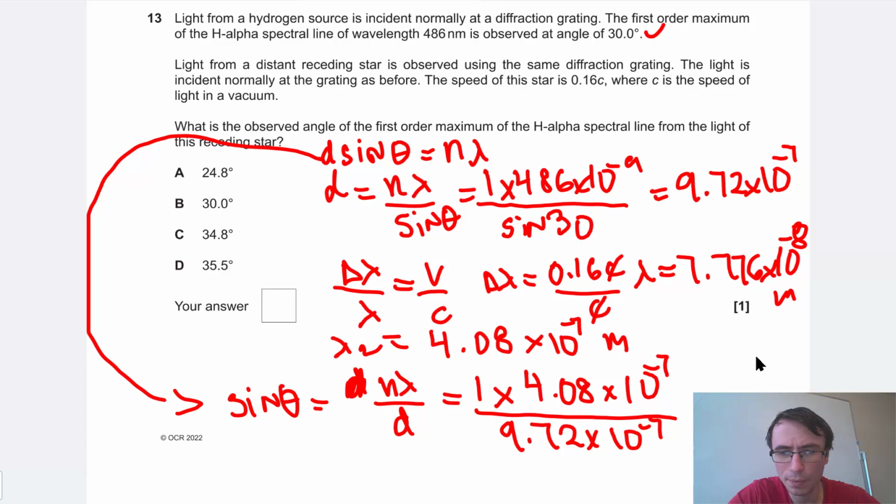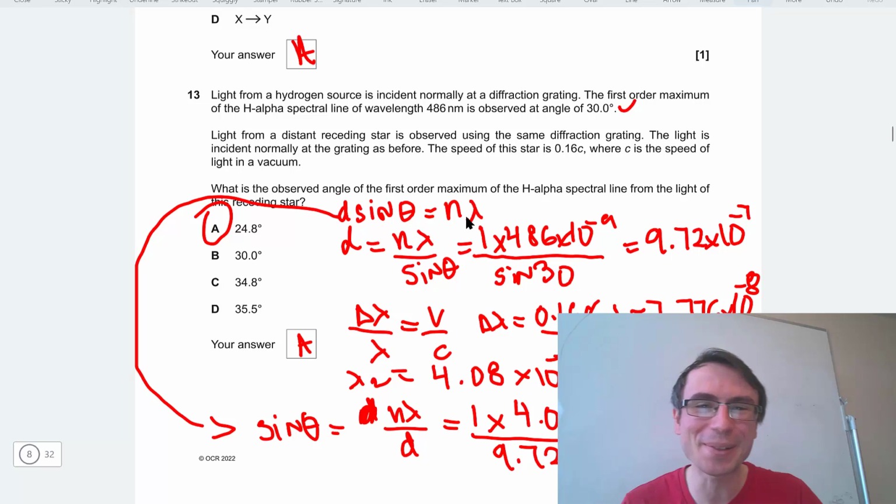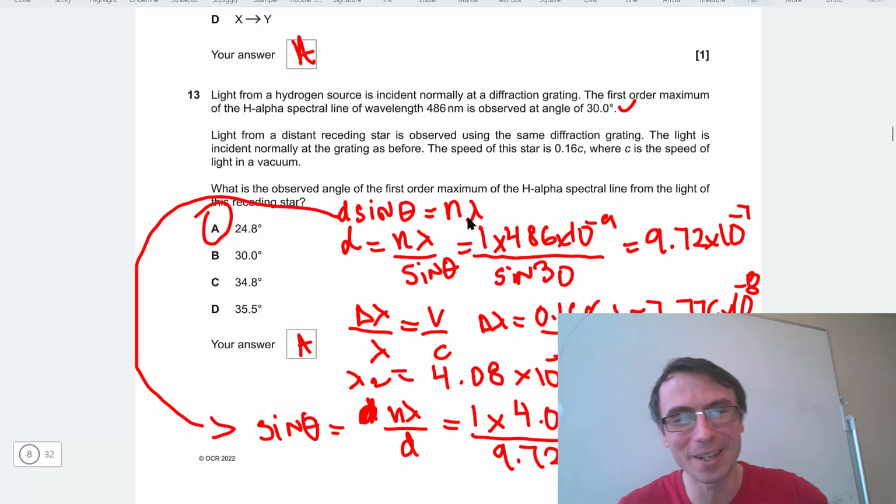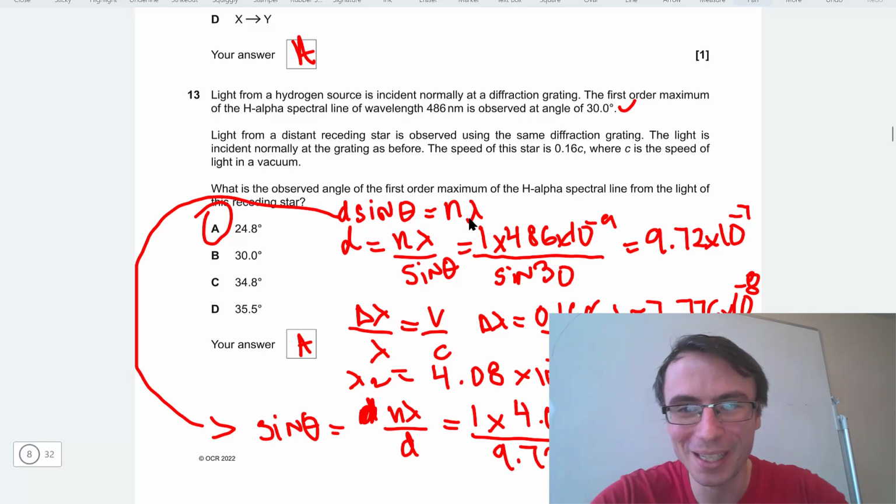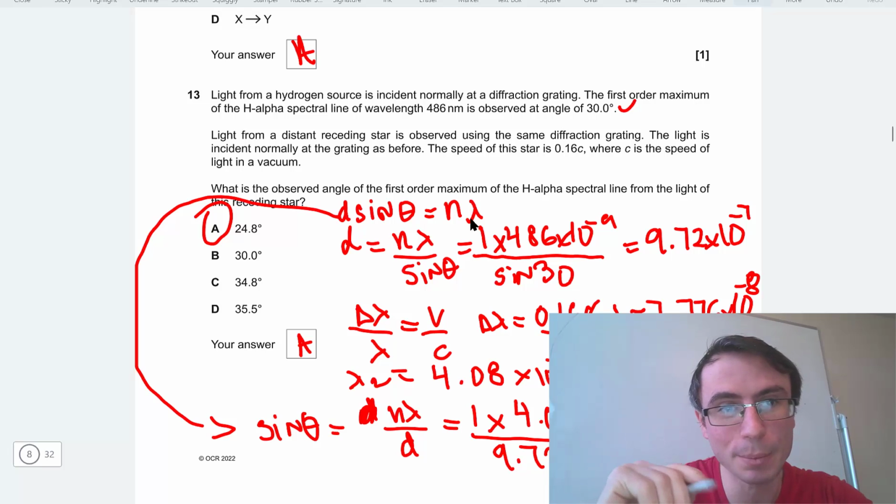Okay, I've taken the inverse sine and I get around 24.8. I hope the answer is A. No, I've made a mistake on this question. I really wanted to get all of them right, but yeah, I've got a little silly mistake here. So let me just show you what I did because I think this will be really useful for your learning.